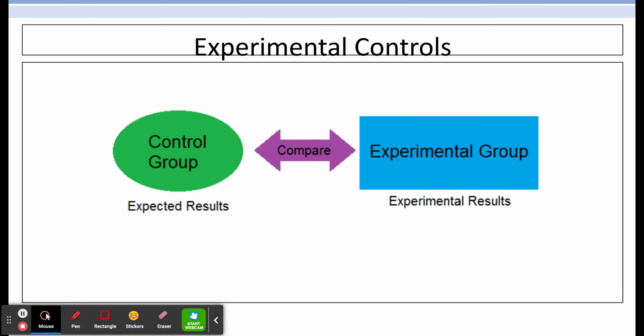So now we talked about what your experimental group has. So it has an independent and a dependent. So, sorry, it has an independent variable that you're changing. We're going to look at your control group.